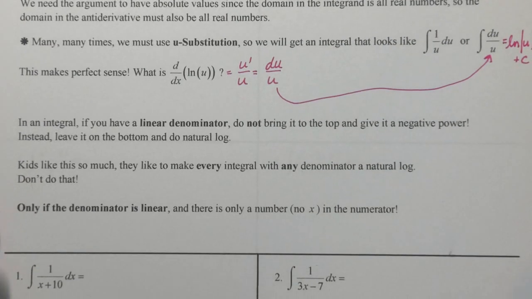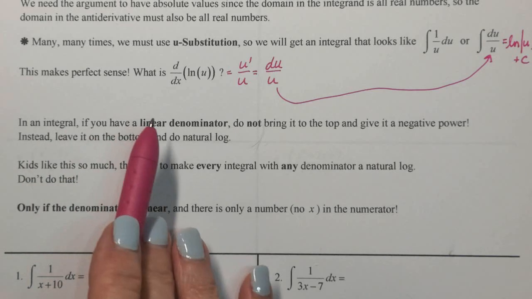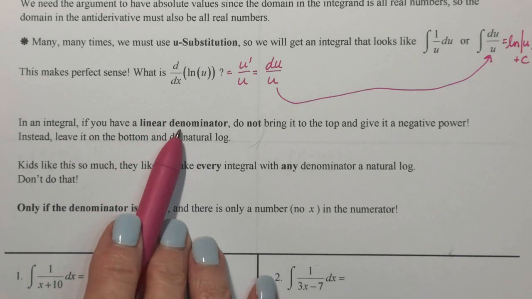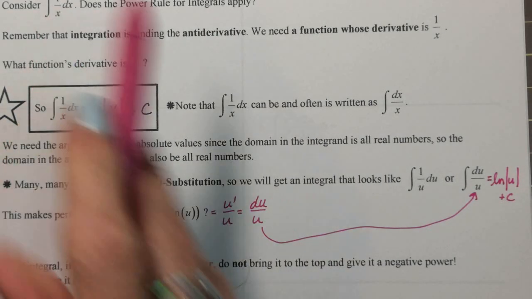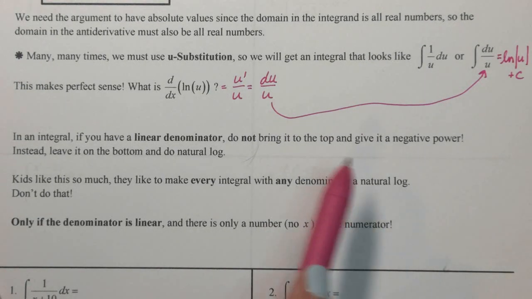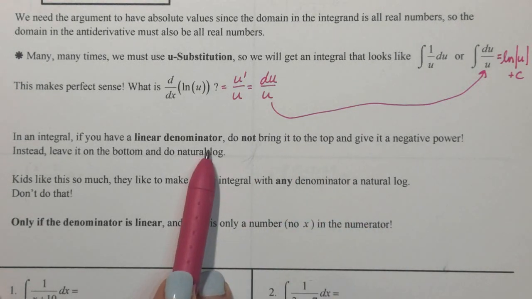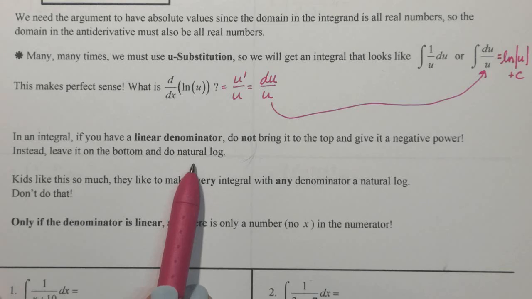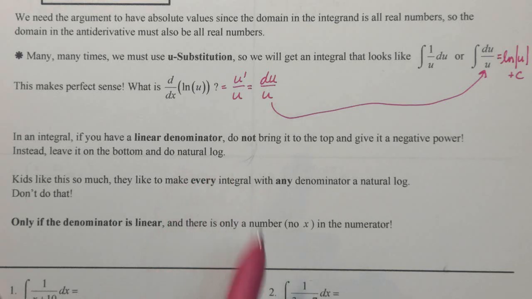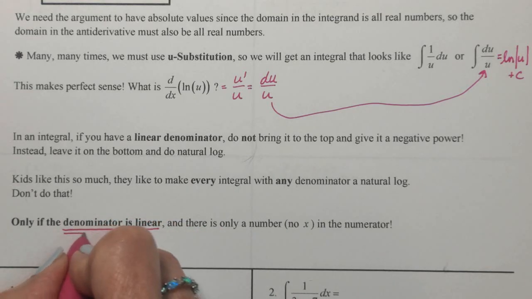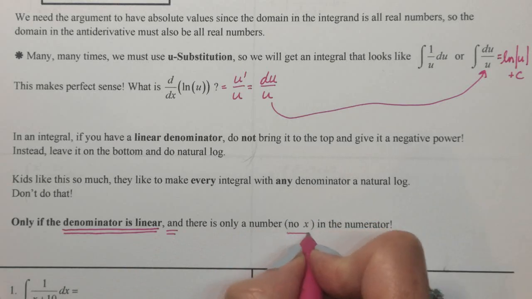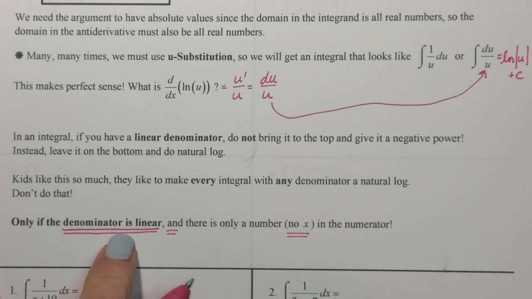Alright, so, summarizing here. If your denominator is linear, do not bring it to the top. Do not give it a negative power. Instead, leave it on the bottom, do a natural log. Okay? Kids get very used to doing this, and they want to do it for everything. But the denominator must be linear, and no x's on top. Linear bottom, no x's on top. That's when you get a natural log.